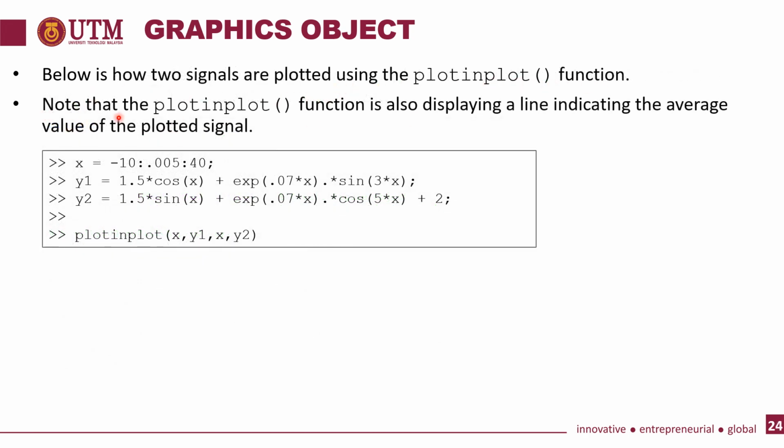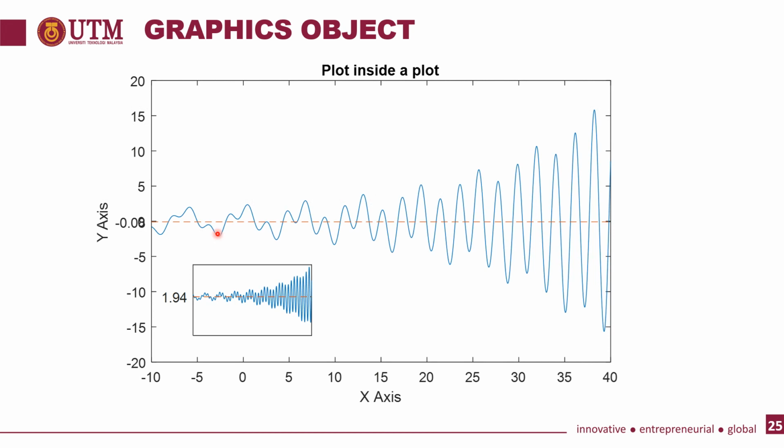Note that the plot in plot function also displays a line indicating the average value of the plotted signals. This is the x value, which is your x range, this is your function y, the first function, and this is the second function. Because you are using a similar x range, we only initialize one variable x here. So plot input xy1 and also plot input xy2. It will create this kind of plot: a plot inside a plot.